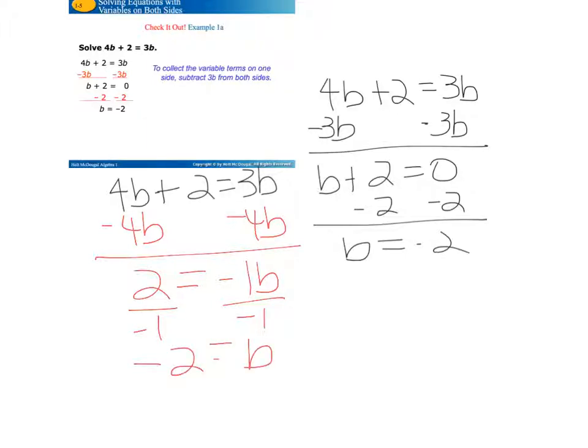Notice it was the same answer no matter which way I moved my variable. You will always get the same answer. One of the steps is going to be different, or both. Any questions on that? Okay.